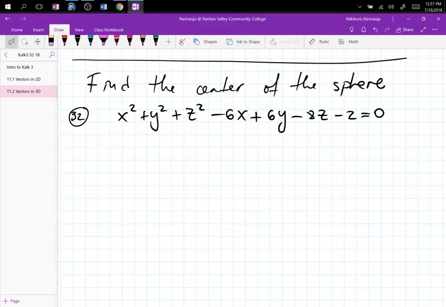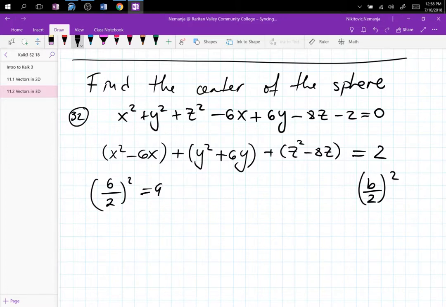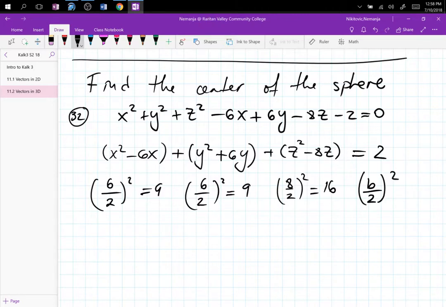So what is the concept that we have to use? Completing the square. Good. So we group x with x, y with y, and z with z, and kick 2 to the other side. The formula for completing the square is b divided by 2, squared. So for the first one it's 6 divided by 2 squared, which is 9. For the second one it's also 6 divided by 2 squared. Well, yeah, it's negative 6, but the square will kill it, so no one cares. And then 8 divided by 2 squared, which is 16. These are the numbers that you add and subtract inside the parenthesis to create the square of a binomial.